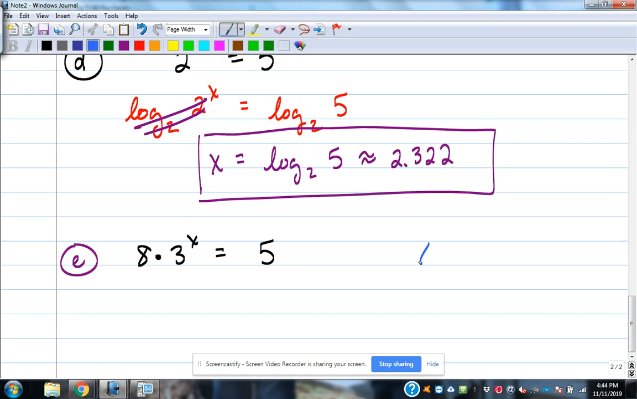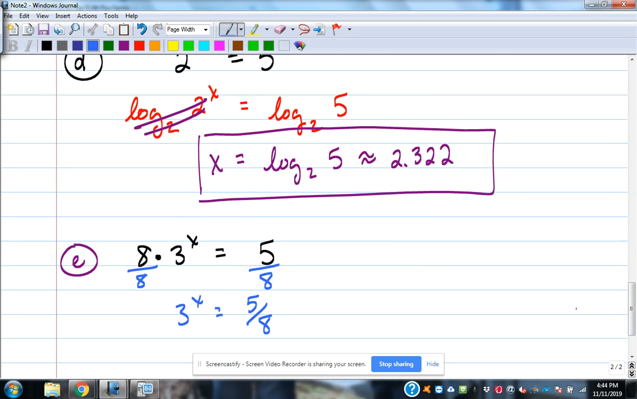Think about it like this. If I had 8y is equal to 5, how would I get y by itself? Divide by 8. Yeah, it's the same idea. We're trying to get this dude by itself. That's what we're trying to do. Because if we can get that isolated, we know how we can take a logarithm and get rid of some stuff. So I'm going to divide both sides by 8. And I end up with just a nice looking fraction over there. 5/8.